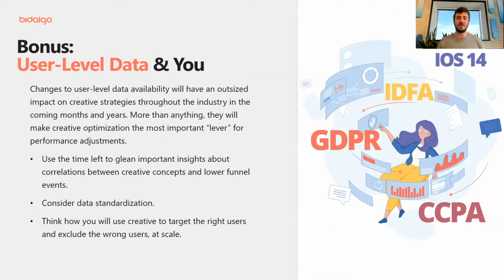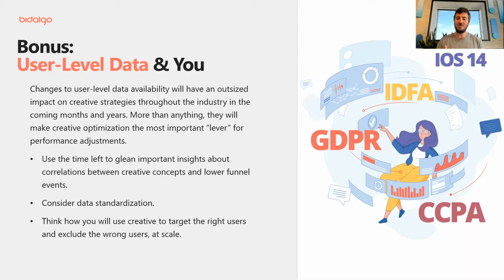So this is a little bonus, some tips around iOS 14 and how to prepare for that. We are going to see the loss of user level data for the vast majority of users that you bring in. And this is going to change how we do creative strategy and also campaign management strategy. So over the next few months until these changes take place, if you haven't already started implementing your schema, I would highly suggest using this time to glean important insights about the correlations between certain creatives and those lower funnel events. This is one of the few times, or probably the only time, where you'll have deterministic data and SKAD network data at the same time. Use it to learn as much as you can.